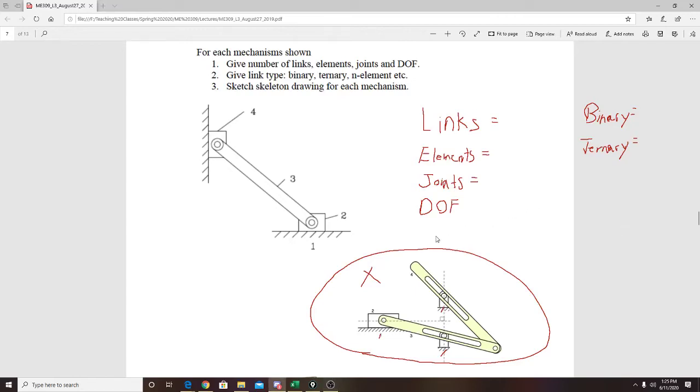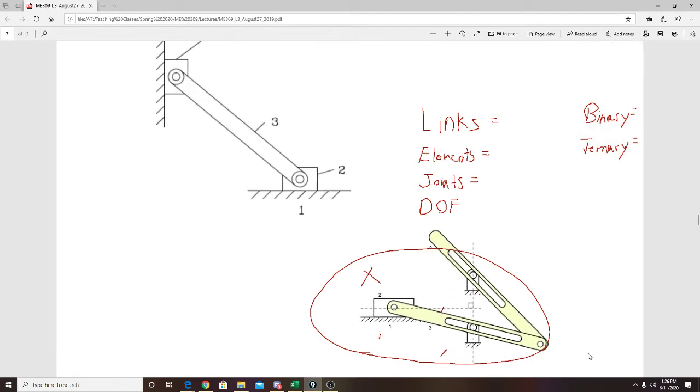So this is the question we are doing down here. I'm speaking as if you guys aren't here, so this is how we're going to start the question. Our first problem is to find the number of links, elements, joints, and degrees of freedom. So how we start is, maybe move on down.